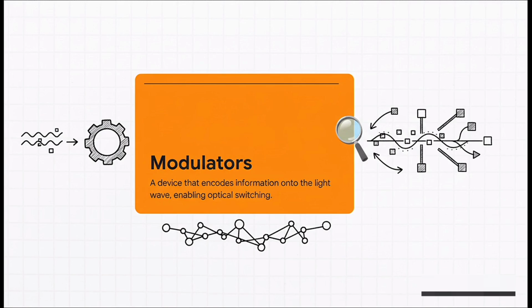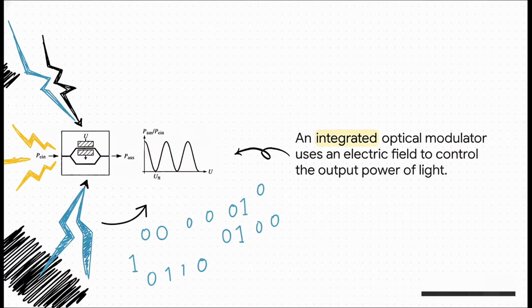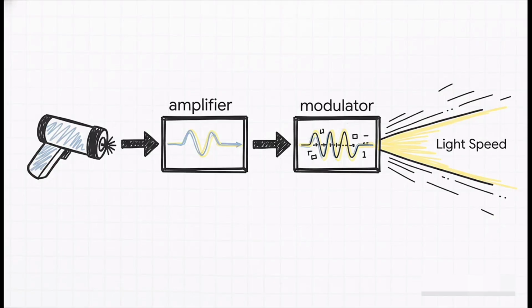So, how do we get data onto the light? That's the modulator's job. It imprints info by flicking the light on and off. And here's how. An electrical voltage basically controls the light's power, creating that pattern of ones and zeros. So we have a source, a way to boost it, and a way to encode data. Let's put it all together now.